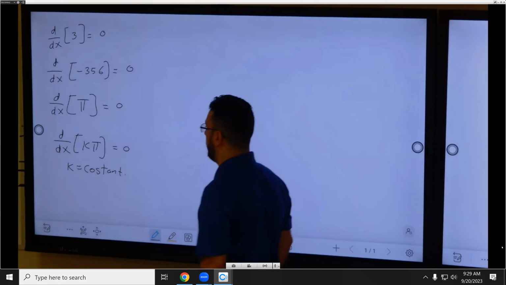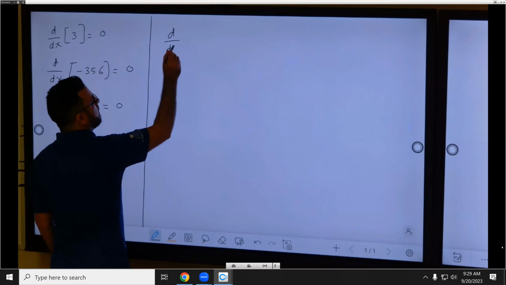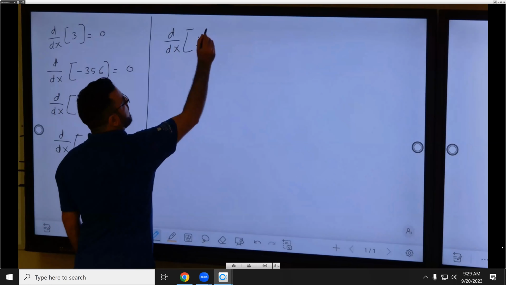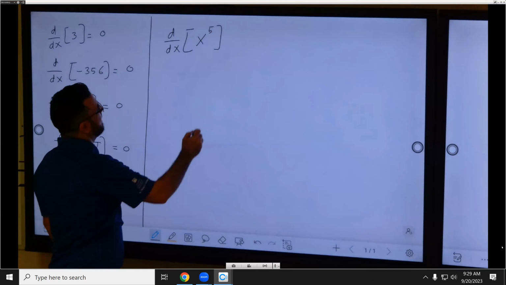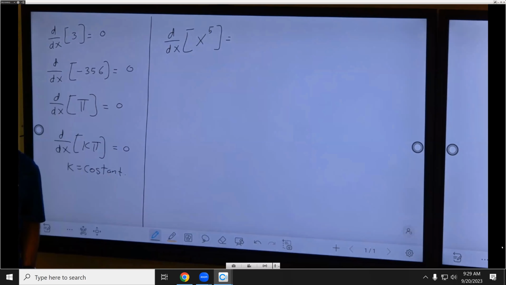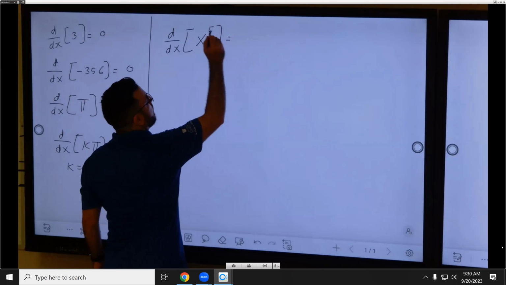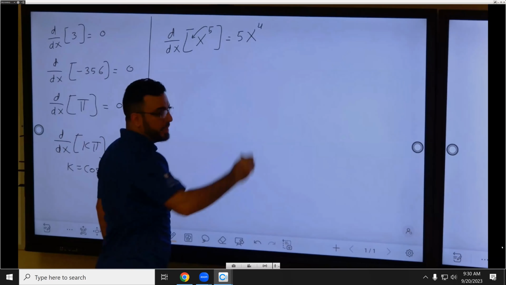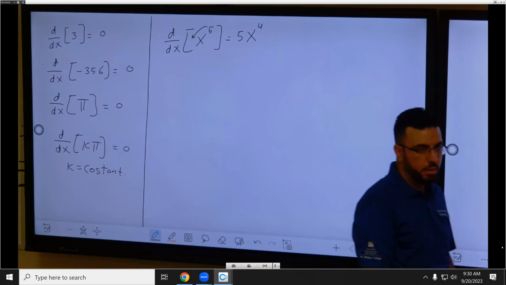Now let's check the other rule. We need to find the derivative of x to the power 6. It's not 6, this is 5. The derivative of x to the power 5 equals what? We're going to use rule number 2. The exponent is going to move where? In the front here, so it's going to be 5x to the power 5 minus 1. That's it. You don't have to use the limit process. That's the rule, okay?